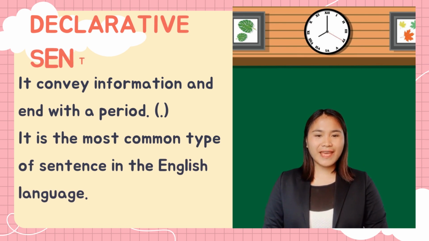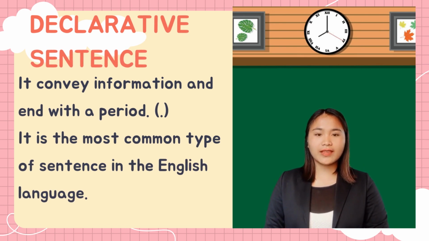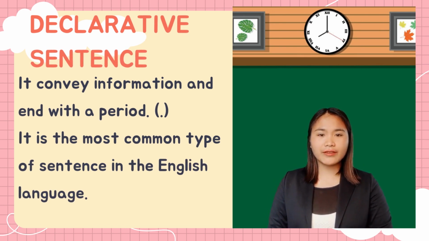Our first sentence type, class, is declarative sentence. Everybody say declarative. Wow, amazing! Declarative sentences, class, convey information and end with a period. Remember also that the declarative sentence is the most common type of sentence in the English language.